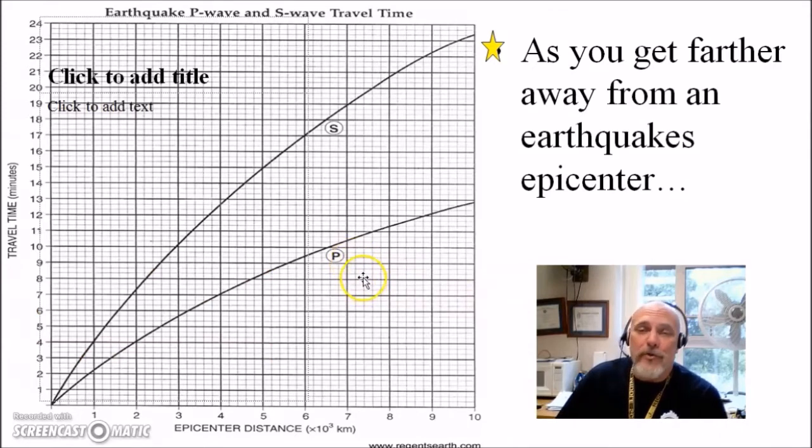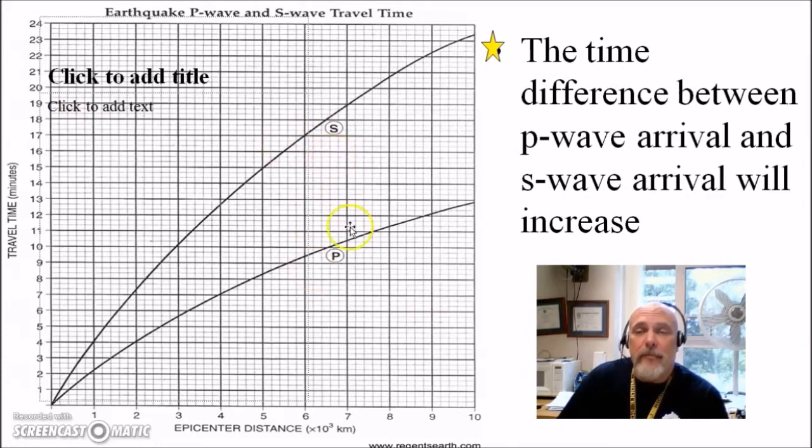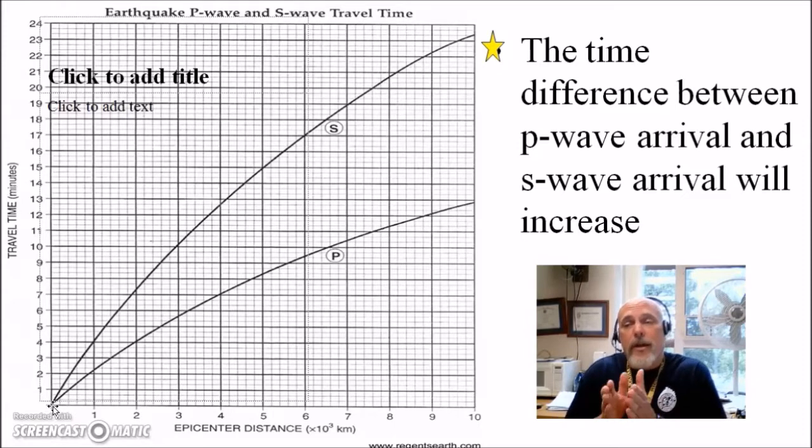This chart shows that as you get further away from an earthquake's epicenter, the time difference between the P wave and the S wave is going to increase. So if you're really super close to the epicenter, really close to that focus, the P wave will arrive, and then moments later the S wave will arrive. It's going to be very, very close, not a big time in between the two. And as you get further and further away, that time differential is going to increase.